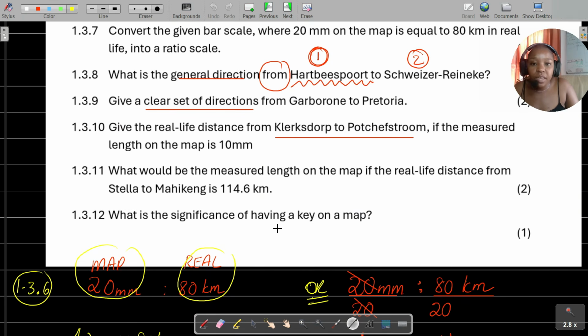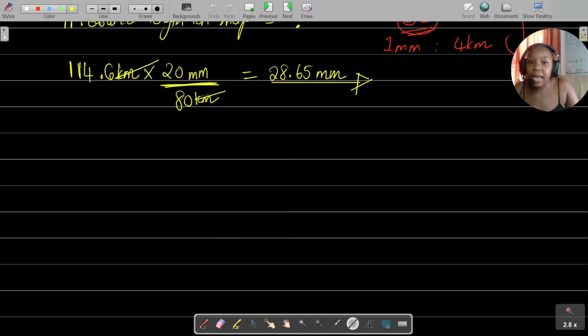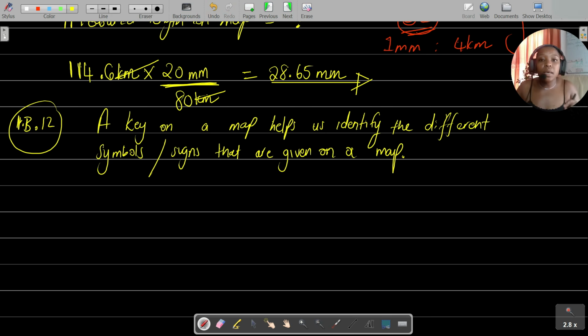And then let's look at the next question. What is the significance of having a key on a map? And I mentioned this, right? A key on a map helps us identify what the different symbols mean on the map. A key on a map helps us identify the different symbols or signs that are given on a map.